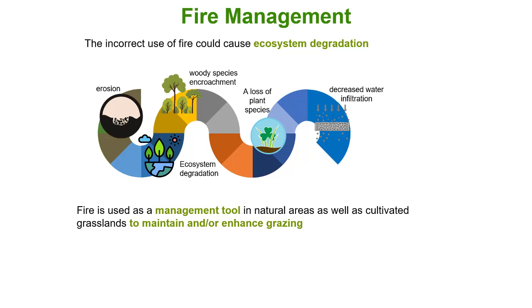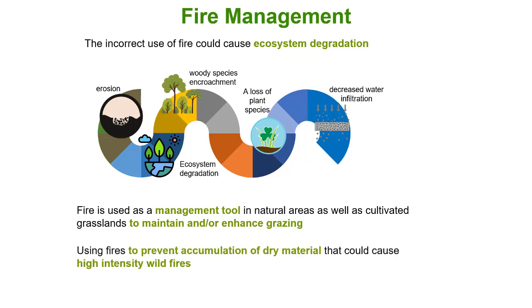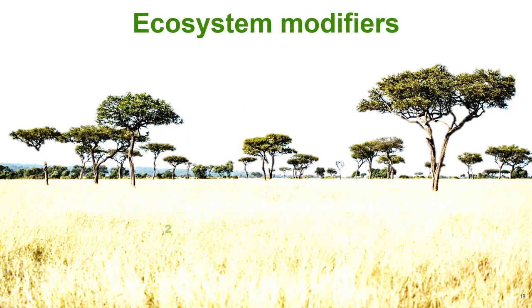One of the most common practices of fire in land management is to use fires regularly to prevent accumulation of dry material that could cause high-intensity wildfires. The second modifier that we will discuss is climate.